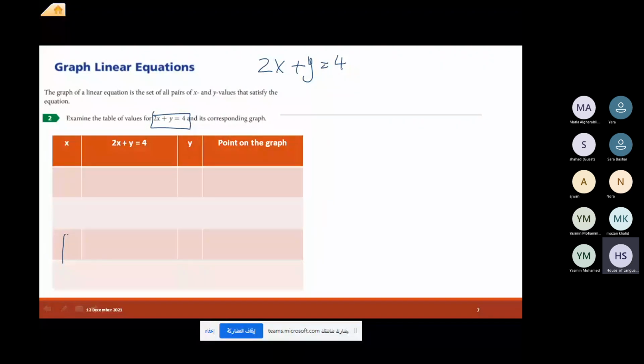Now, what do I have to do? First of all, I have to make a table, put the values of x, the equation, the values of y, and the point of the graph. Now, how will I write x? If I want to put x, I have to put any points I want.